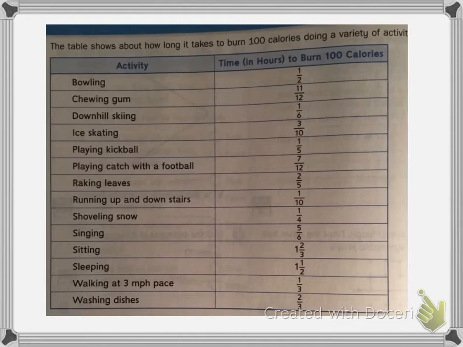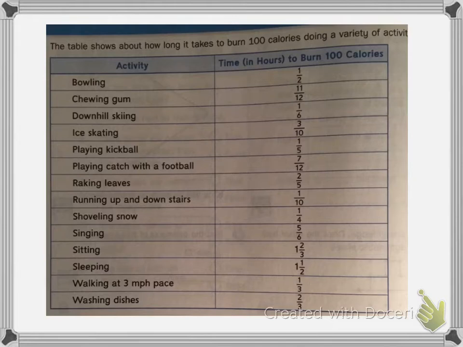If you look at this chart on page 256, it shows a list of activities and how long in hours it takes to burn 100 calories doing that activity. So, for example, I like the one almost near the bottom that says sleeping. If you are sleeping, it would take 1.5 hours to burn 100 calories.